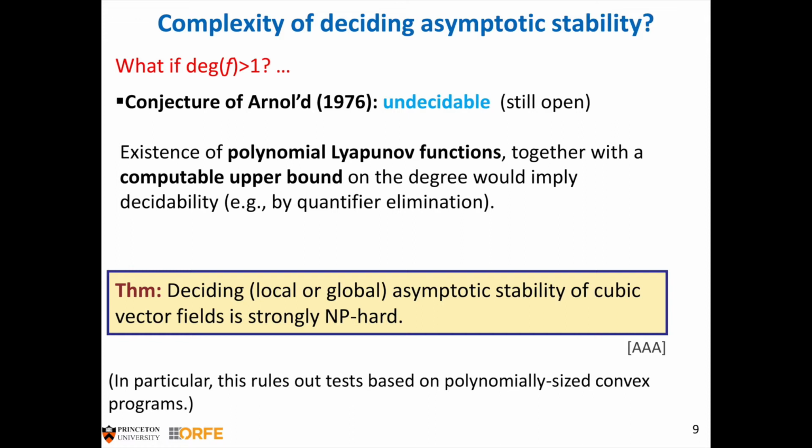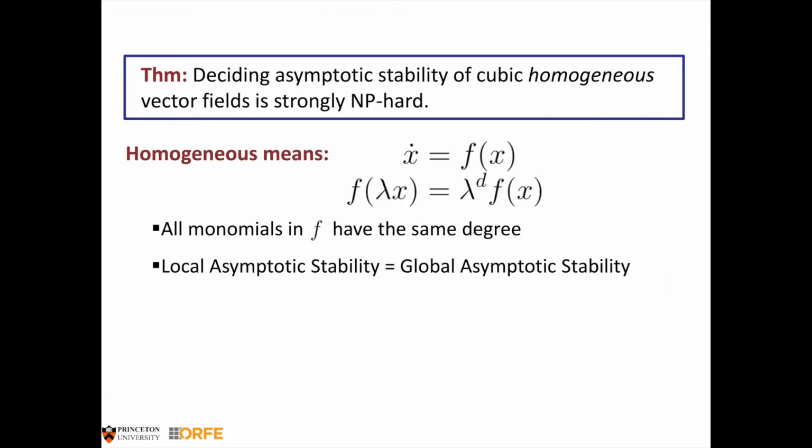Okay, so I want to tell you partial results we have towards this question. The first result is that testing asymptotic stability is an NP-hard problem. I'll give you a rough proof of that. What that rules out is not any algorithm, but any efficient algorithm unless P equals NP. So there cannot be a polytime algorithm. Let me give you a rough idea of this proof.